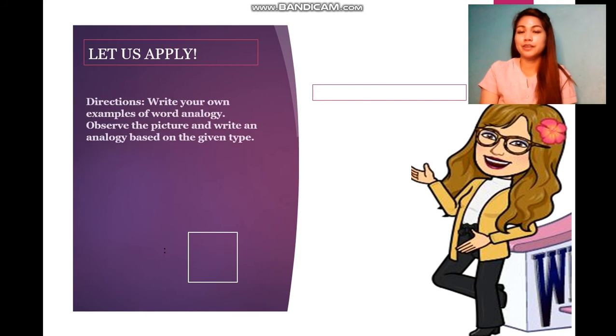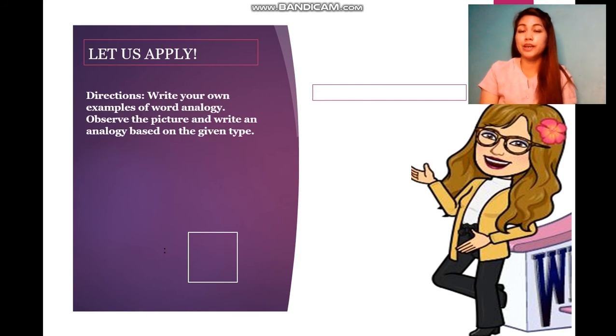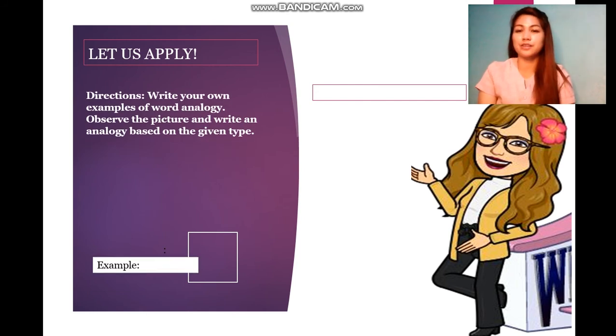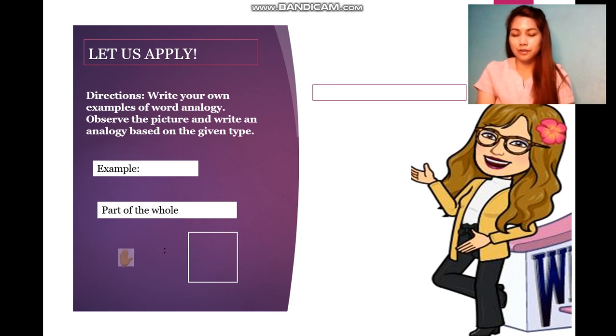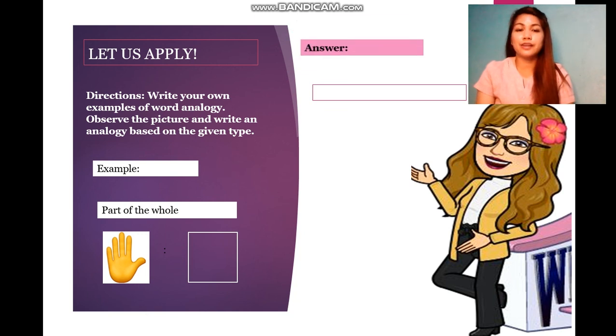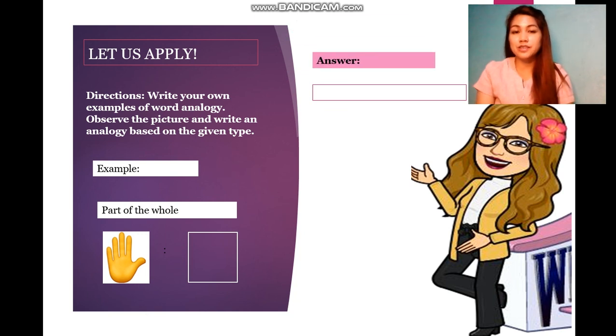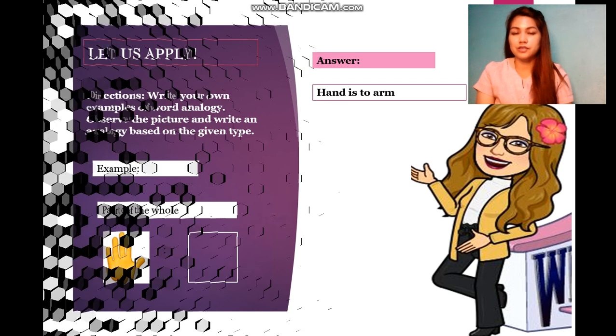Now let's have another to apply what you have learned in our lesson. This time, you're going to write your own examples of word analogy. Observe the picture and write an analogy based on the given type. So I have already provided here an example for you to follow so that you will be guided in answering our next test. Okay. Alright.